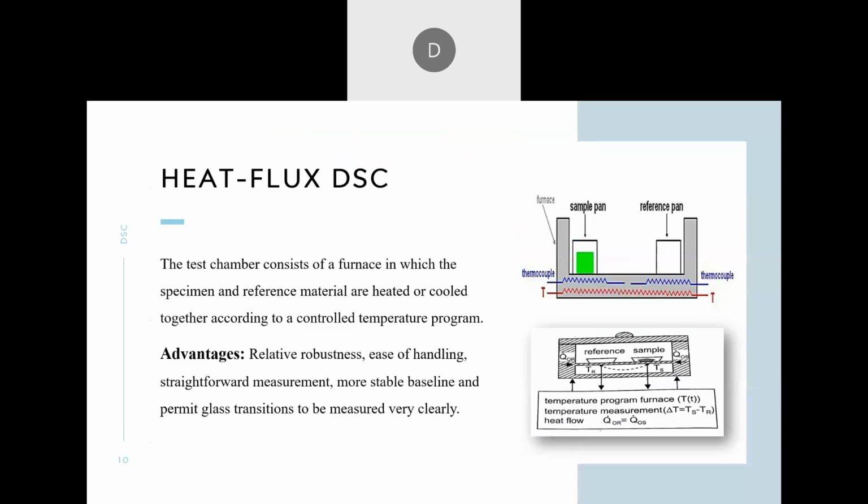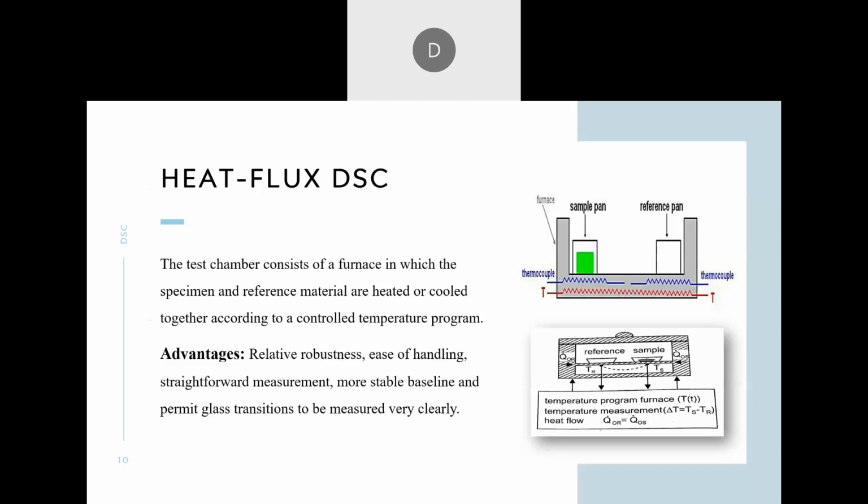Now, coming to heat flux DSC, the pictorial representation is shown towards the right side, where the sample and reference are both placed in the same furnace. So here, the heat flux is maintained constant. We are maintaining a linear function of temperature here. Both the specimen and reference material are cooled or heated together in a controlled temperature program.